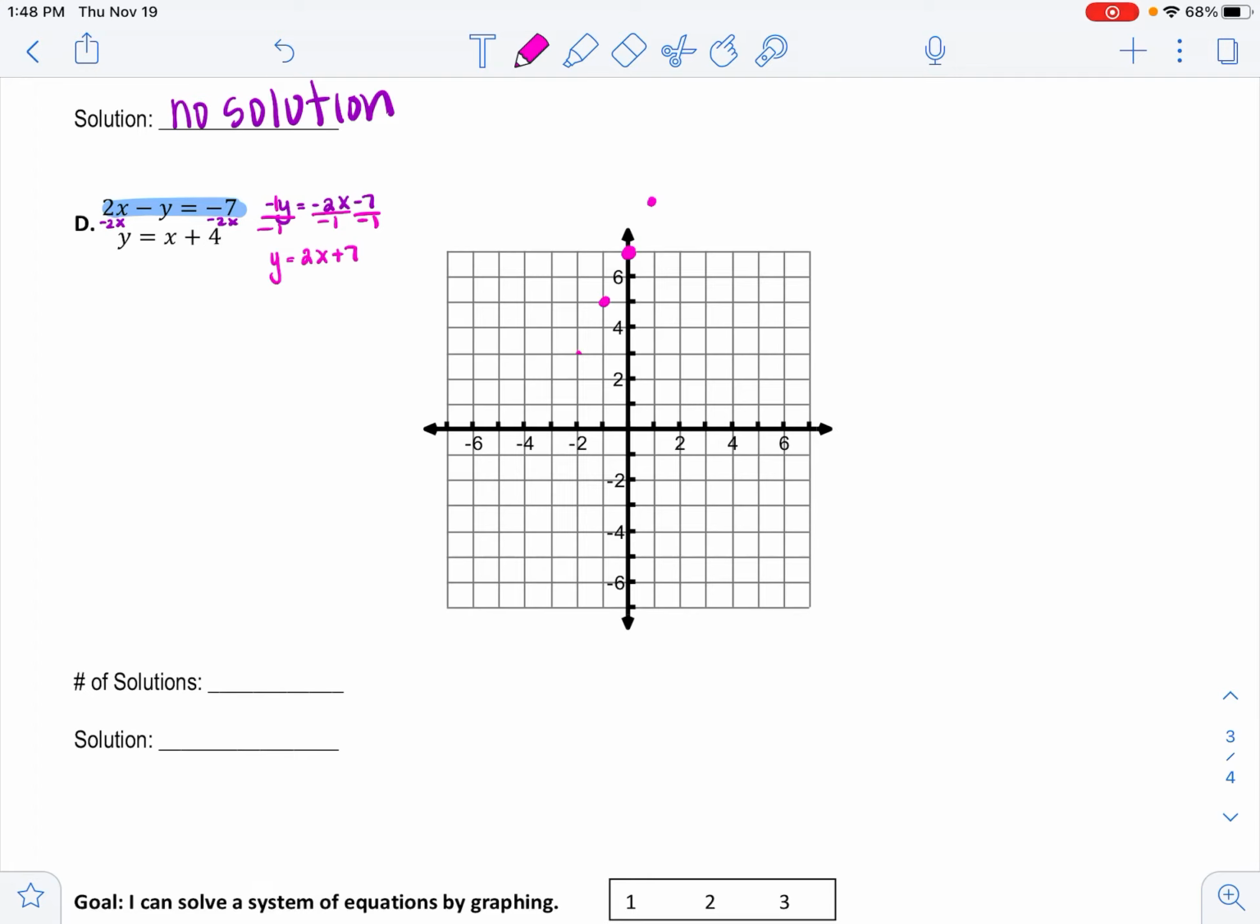I want to go up 2 over 1, but realize that's not on my graph paper. So I'm going to have to go down 2, left 1, down 2, left 1, down 2, left 1, down 2, left 1, and continue that. Then I can see that. There's my line.